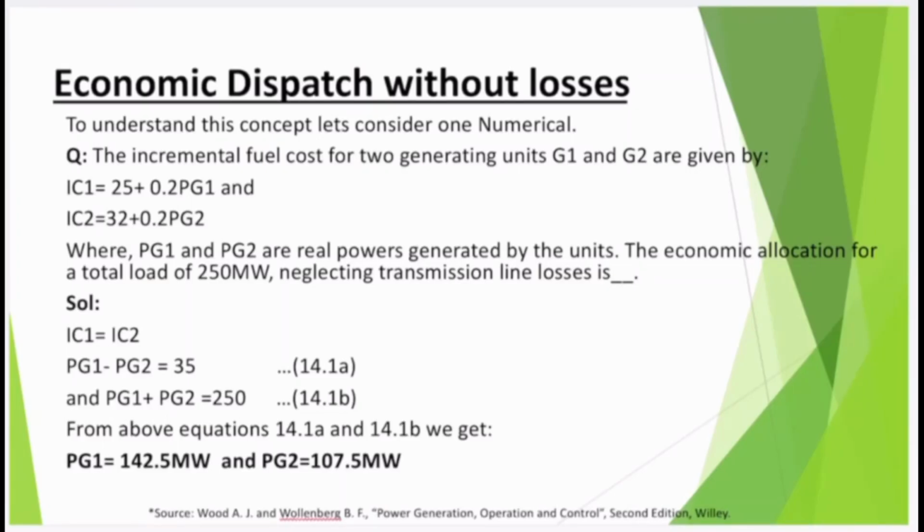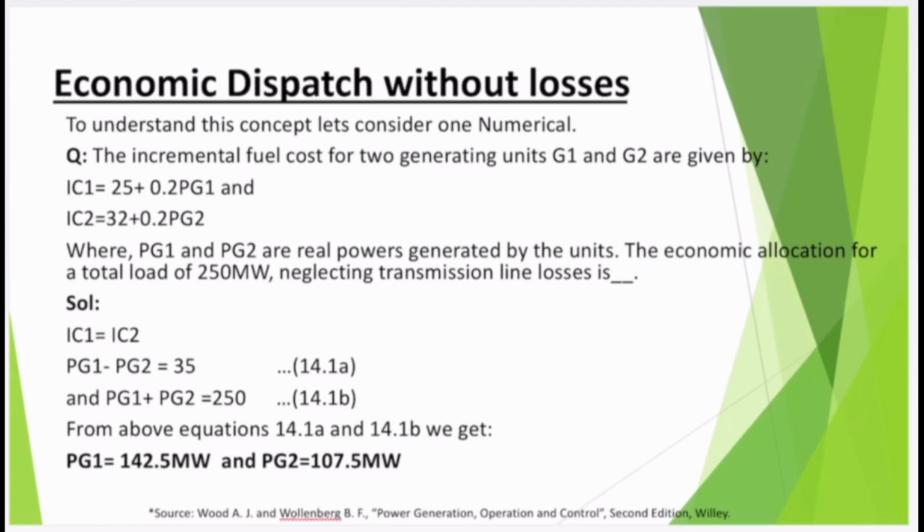The first question, to understand the concept, let's consider a simple numerical example with two generators. The incremental fuel cost for two generating units, G1 and G2, are given by the following equations. The cost function will be given as a function of the generator outputs, PG1 and PG2. Don't get confused about the suffix and superscript. PG1 means the generation output of unit 1, and PG2 means the generator output of unit 2.